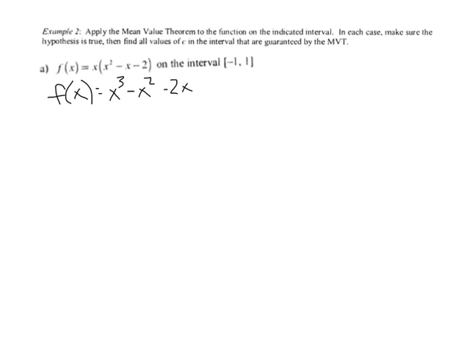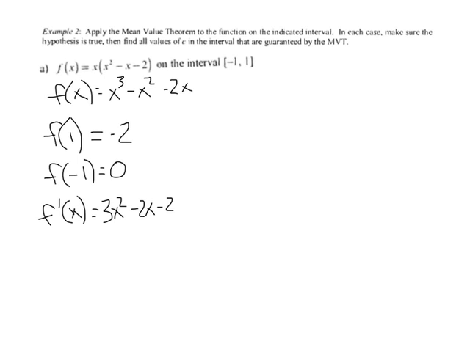As you start these questions out, there's basically three things you need to find first of all. You want to find the y values that go with your endpoints. So we want to find f of 1, because 1 is one of the endpoints. We're also going to find f of negative 1. If you plug that into the original function, you get f of 1 equals negative 2, and f of negative 1 equals 0. You can go ahead and try that on your own if you don't trust me, but that's what you would get. And then the third thing you need is the derivative. The derivative equals 3x squared minus 2x minus 2.